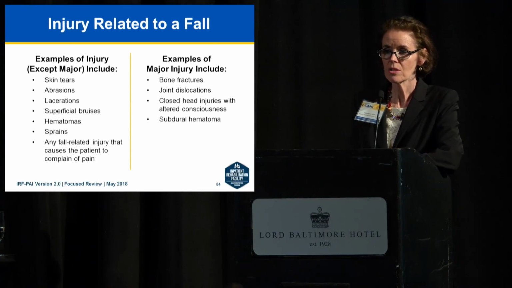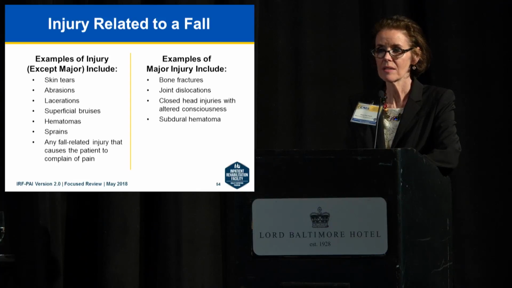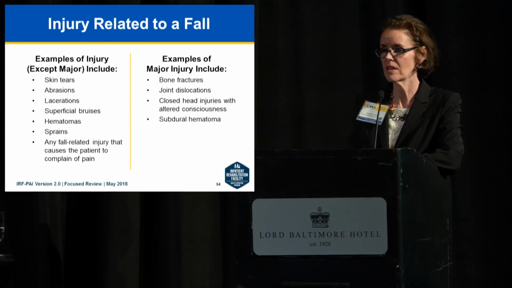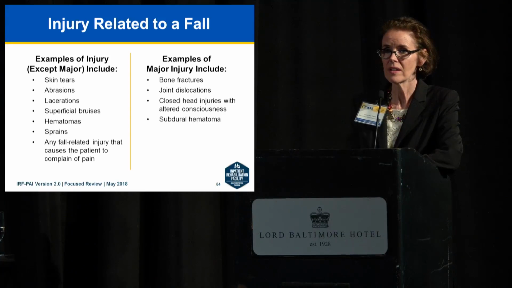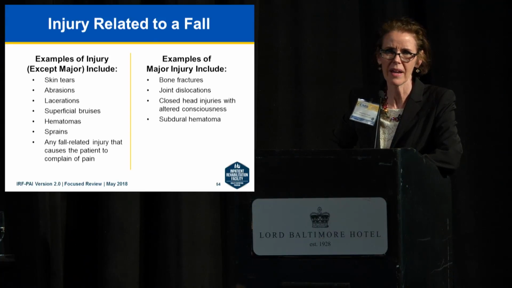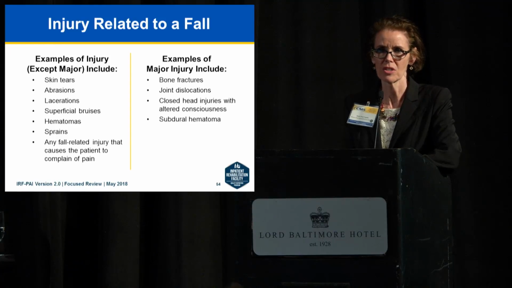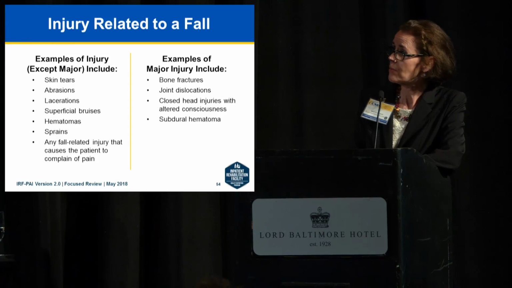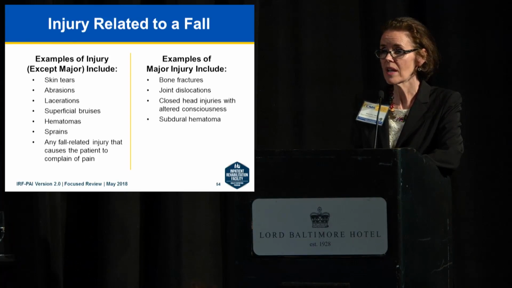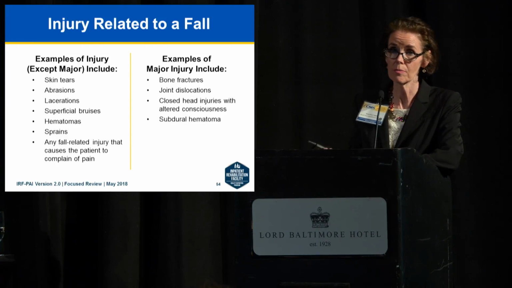Examples of injuries that are not major injuries, things that we probably see, unfortunately, are skin tears or abrasions, maybe a laceration, bruises, hematomas, a sprain potentially, or any fall where the patient says later in the day, my back is sore, or I'm just not as comfortable, pain. Examples of major injury are broken bones, joint dislocations, clearly any head injuries, subdural hematomas. Those kinds of things are considered major injuries.